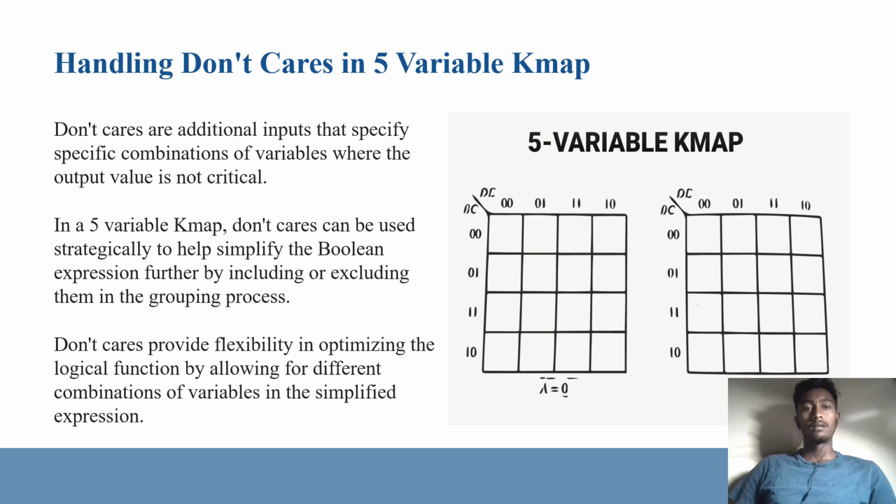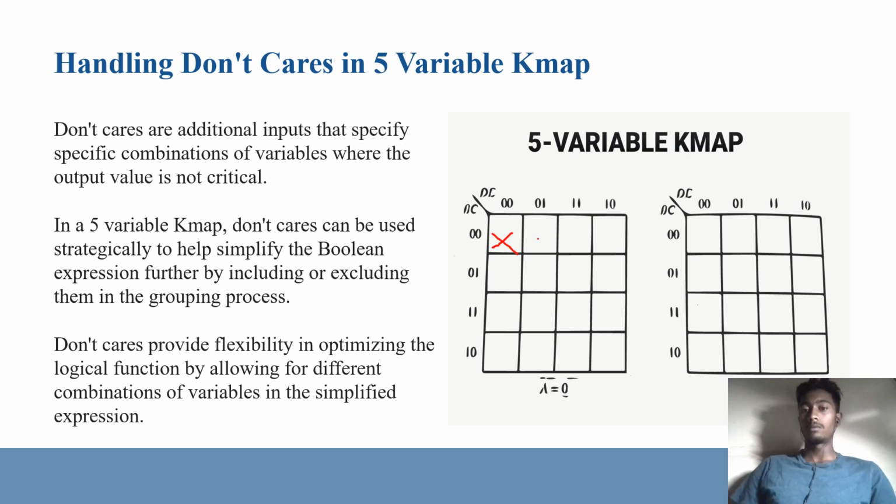The third step here is handling the don't care terms. Here the don't care terms are additional inputs that specify combinations of variables where the output value is not crucial or critical. In a 5 variable K-map, don't care terms can be used strategically to help simplify the Boolean expression further by including or excluding them in the grouping process. Don't care terms provide flexibility in optimizing the logical function by allowing for different combinations of variables in the simplified expression.